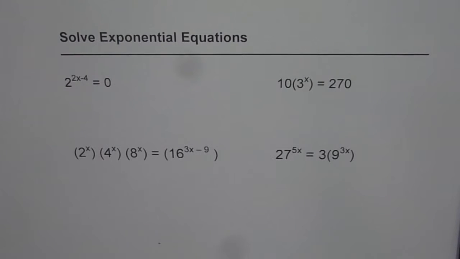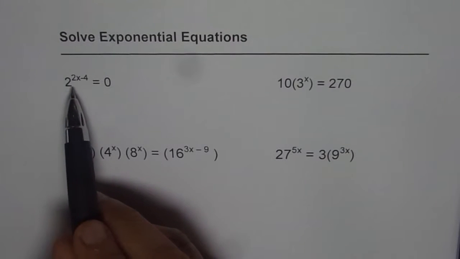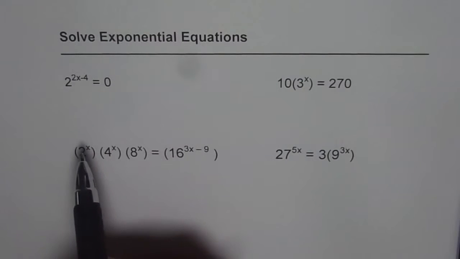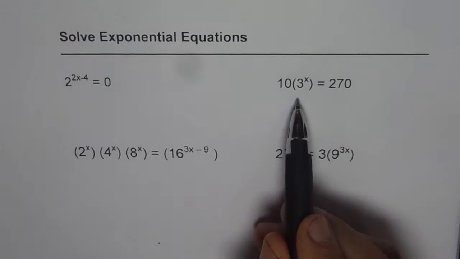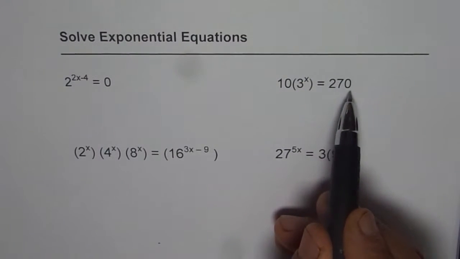I'm Anil Kumar, and here we have 4 interesting questions on exponential equations. I'd like you to pause the video, copy these questions, solve, and then check with my solution. The first one is 2 to the power of 2x minus 4 equals 0. Then we have 10 times 3 to the power of x equals 270.